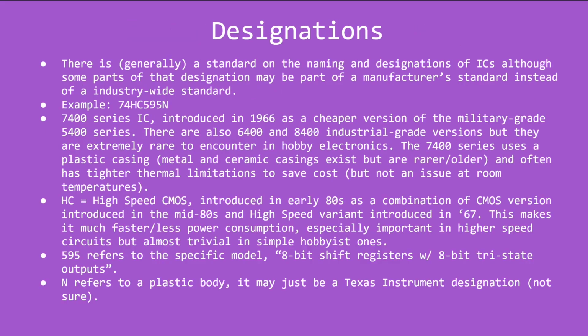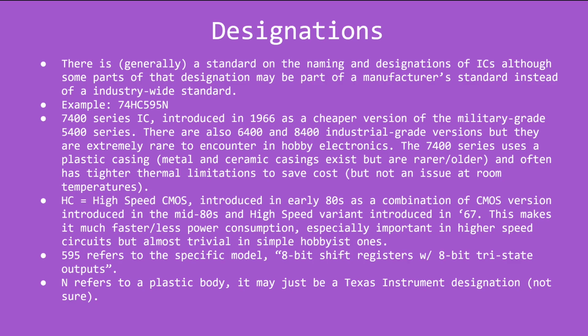All right, so let's break down some designations. There are general standards for these naming conventions, but there are always exceptions. Likewise, some parts of the designation may just mean stuff to the manufacturer. So let's take the 74HC595N, for example. 7400 series, a cheaper commercial variant of the 5400 series. And yes, there have actually been other series, the 6400 and the 8400 industrial variants, but in hobby electronics, it's going to be pretty rare to actually find them.